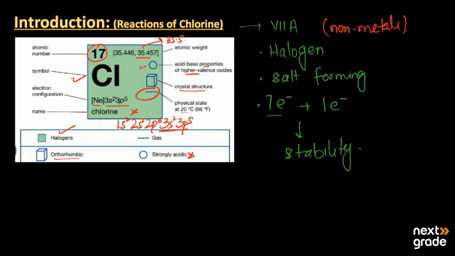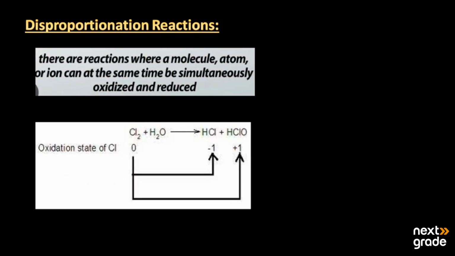Now, after this, we will learn about the reactions of chlorine with different types of chemicals, in which the first type is called the disproportionation reaction. By definition, it is a reaction in which a molecule, atom, or ion is simultaneously oxidized and reduced. It means that if it is present in the zero oxidation state, after the reaction it can have both oxidation states, negative and positive, or it may not change. That type of reaction is called a disproportionation reaction.